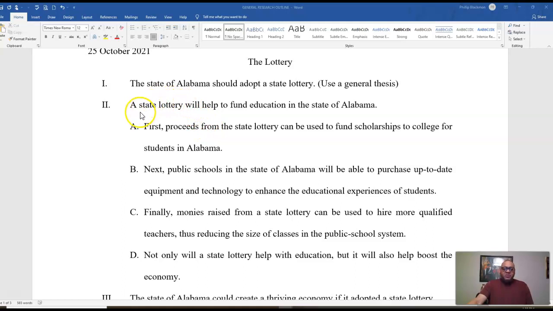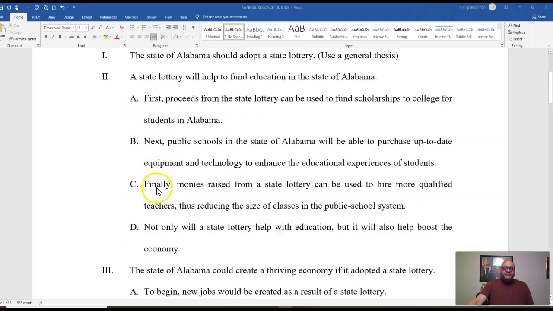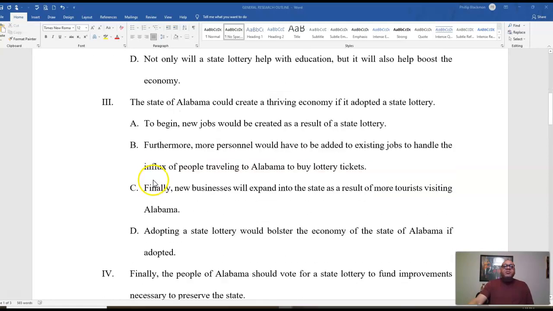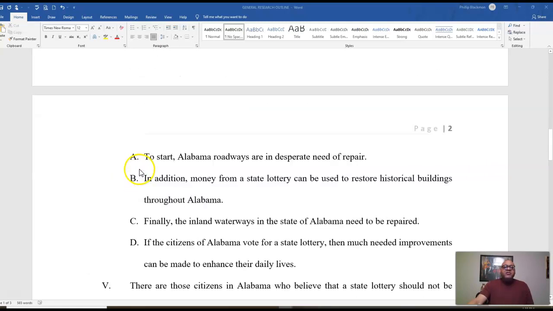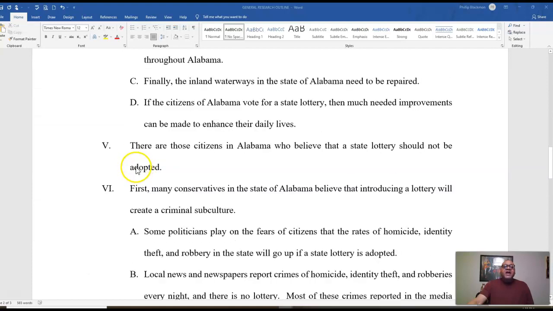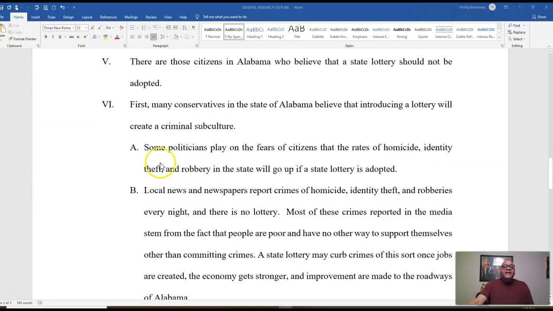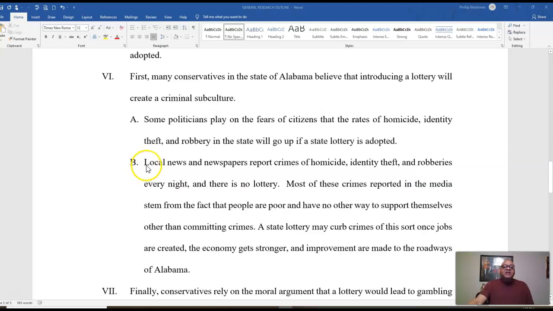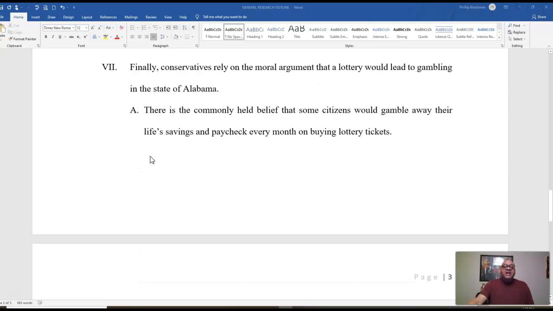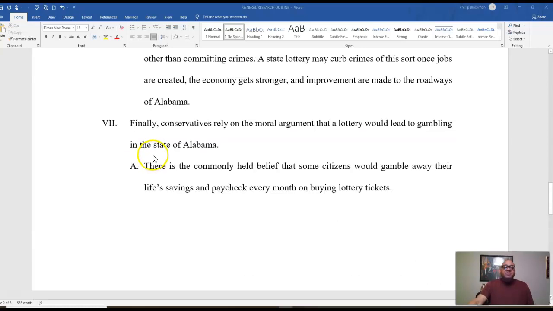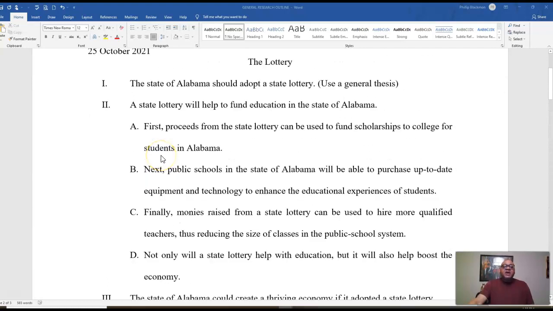My Roman numeral number 2 has A, B, C, D. Your Roman numeral number 2 should have A, B, C, D. My Roman numeral number 3 has A, B, C, D. My 4 has A, B, C, D. 5 has nothing. 6 has an A and a B, not an A, B, C, D. You should have only an A and a B for Roman numeral number 6 and only an A and a B for Roman numeral number 7. So let's finish this up and you finish up the outline and get it submitted to me by October 25th.